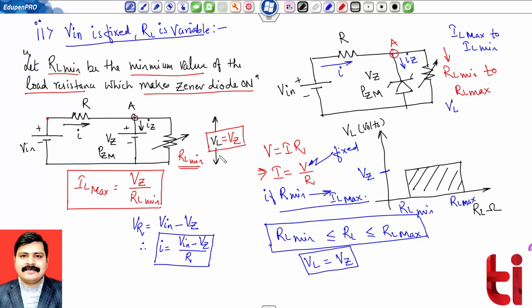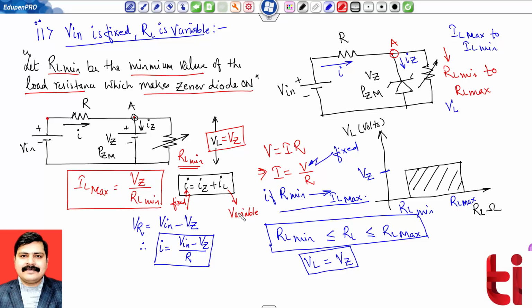Also, if you can recall the term, if you apply KCL over here, what will I receive? I will receive I equals IZ plus IL, current I equals current IZ plus current IL. And this is also a very interesting term. You can check this quantity I is fixed. We have just calculated it. This IL is variable.